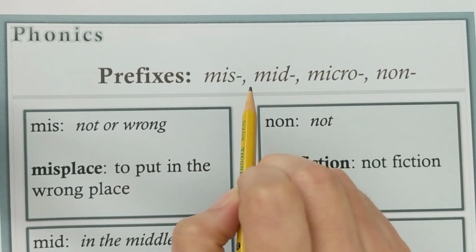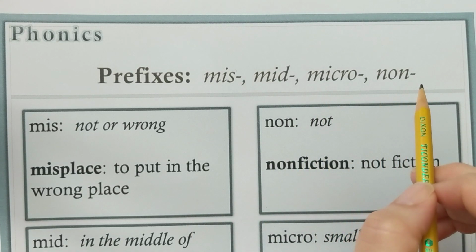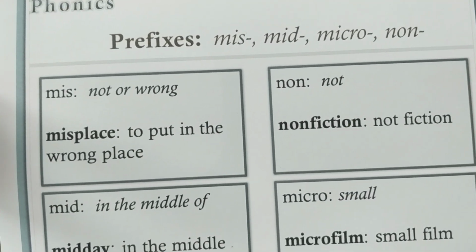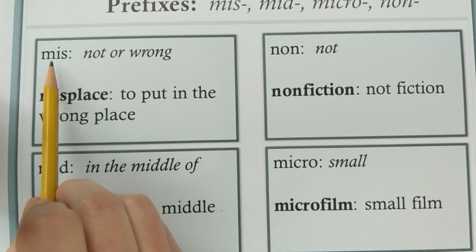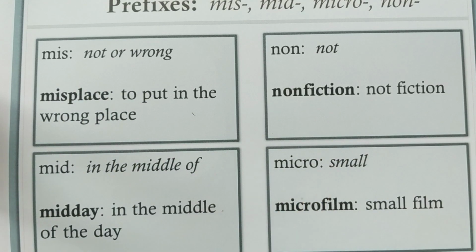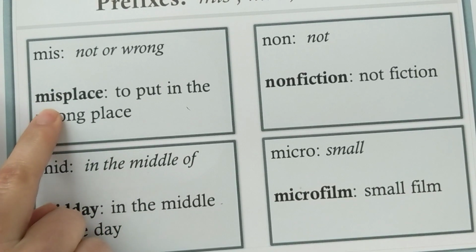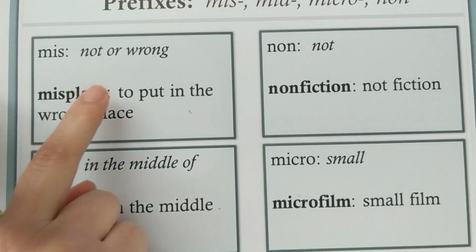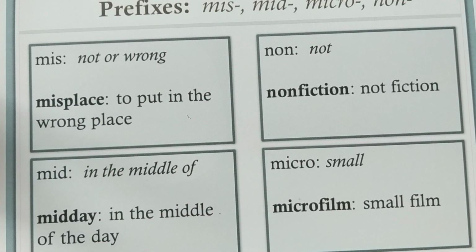So these are the prefixes we're going to be working on this week: miss, mid, micro, and non. All of these letters go before the word in a prefix. And when you add it onto the word, it's going to change the meaning. So here's an example. Miss means to not do it or to do it wrong. So if you were to place a book on the table, that you're putting it down on the table. But if you misplace it, well, now you're putting it in the wrong place. Okay? So it changed that meaning to say that you're not doing it correctly when you put miss in front.